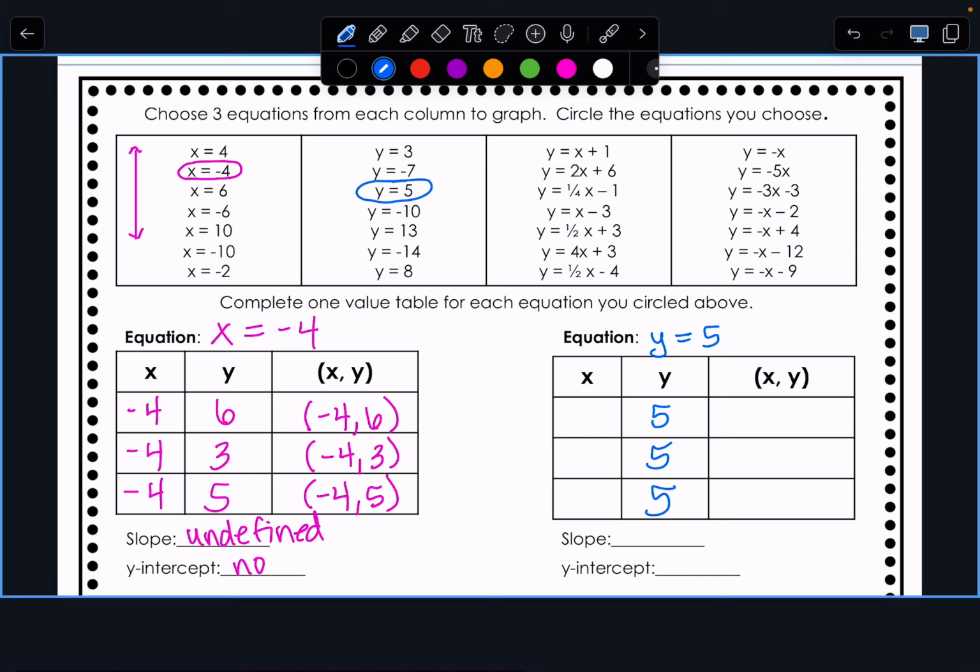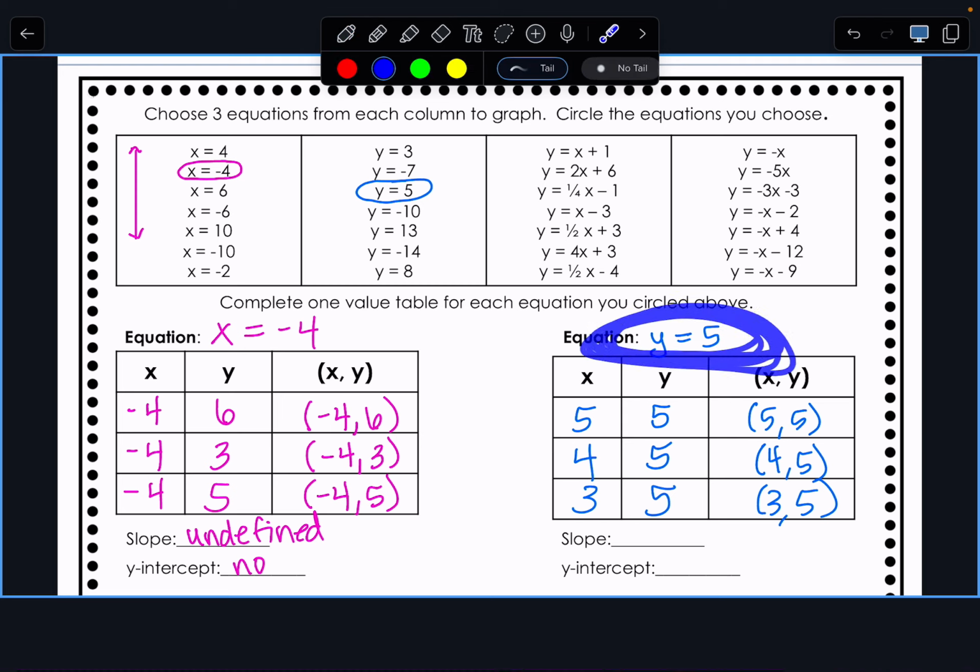Landon, give me a number. Okay, if x is 5, y is 5. Carly, give me a number. Just a different number. 4. If x is 4, y is 5. 3. If x is 3, y is 5. No matter what x coordinate we pick, the y coordinate is 5 because y equals 5. Wait, so we just pick random numbers? Yeah.